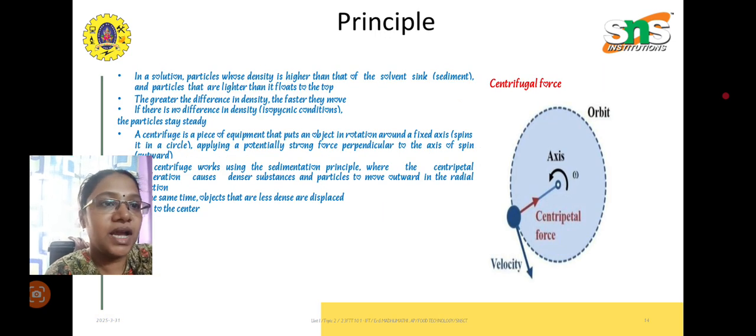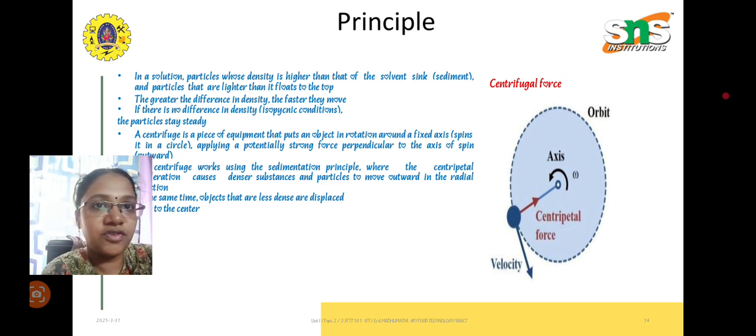Now the principle behind it: by the action of centrifugal force, in a solution, particles whose density is higher than that of the solvent sediment, and particles lighter than it float at the top. The greater the difference in density, the faster they will move. So in the centrifugation process, the density of the solution or the particles plays the major role.